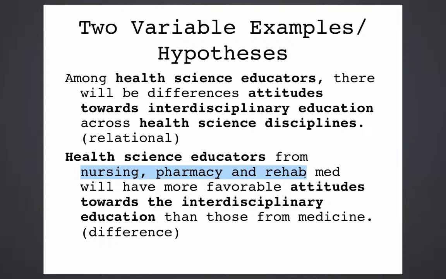And so visualizing it requires you to put labels on these variables. Putting a label on this variable may have been a little more challenging because it's spread out across the whole hypothesis. But essentially, you'd be saying that it's health science disciplines or some synonym of that.